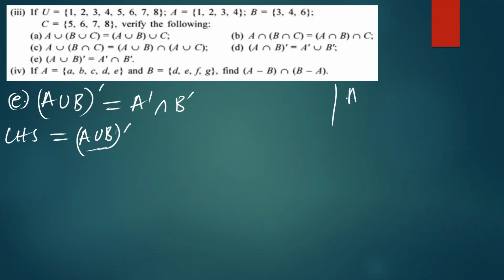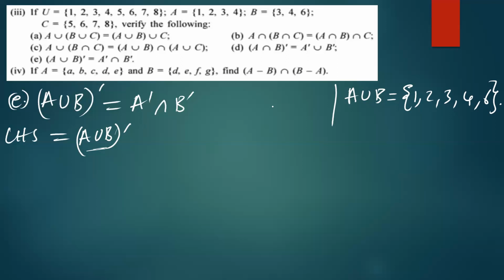So A union B is simply the combination of A and B. In A we have 1, 2, 3, 4, and in B we have 3, 4, 6. So our A union B is simply 1, 2, 3, 4, 6. And then we find the complement of A union B.